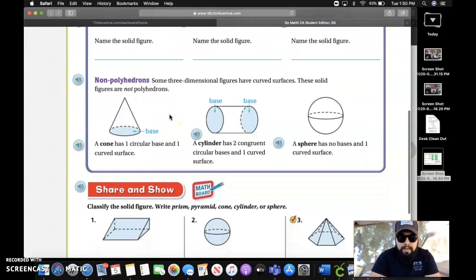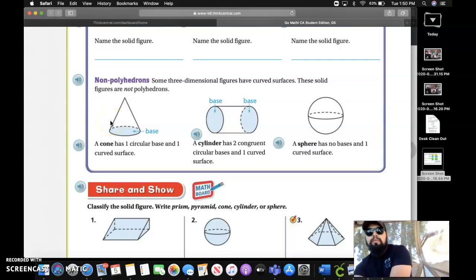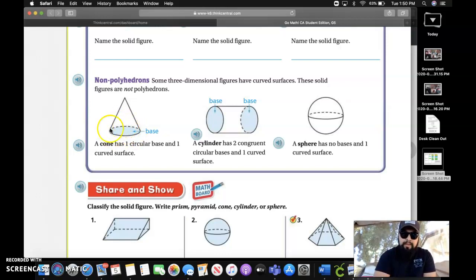Now, we're going to figure out why they're not polyhedrons. And what is a polyhedron? Well, it's either a pyramid or a prism with certain bases. What are the bases? Well, they have to be polygons. So this base right here, what shape is that? Well, it's not a polygon, it's a circle. It's not made up of 3 or more lines. It's made up of one round line. It's a circle. So that is a cone. It is not a polyhedron.